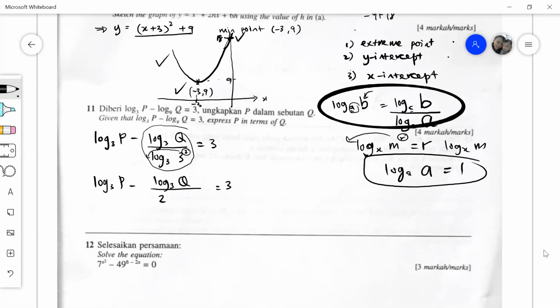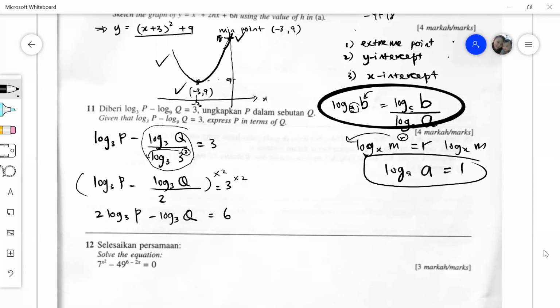You see fraction? Don't like fraction. Don't you ever like fraction. That's why whenever you see fraction, always try to change it, okay, to get rid of the fraction mode. So we multiply both sides with 2. This is how we do away with the fraction mode. So we will have 2 log base 3 of P minus log base 3 of Q equals to 6.